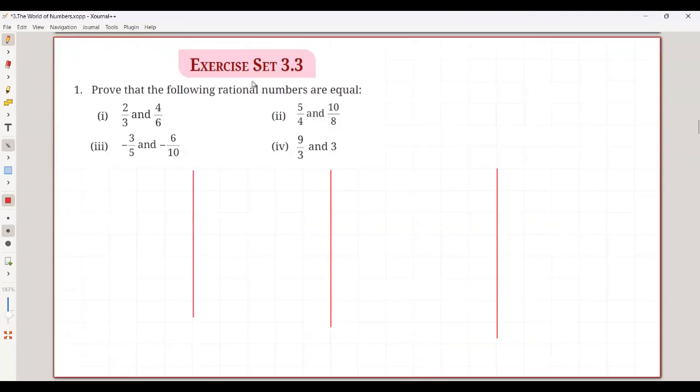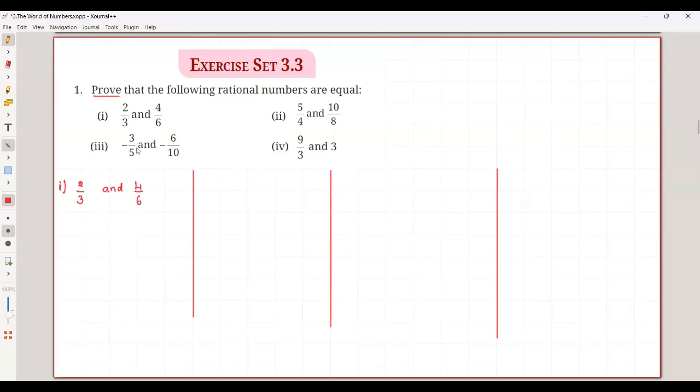So exercise set 3.3. Prove that the following rational numbers are equal. They are already given as equal; we have to prove it. We are going to prove the given two rational numbers are equal, so equality we are going to check, right? First question, first one is given 2 by 3 and 4 by 6.